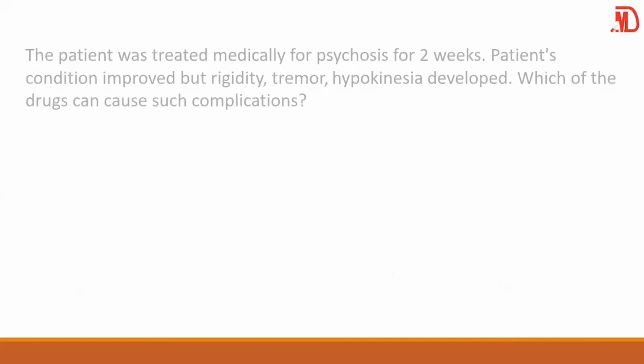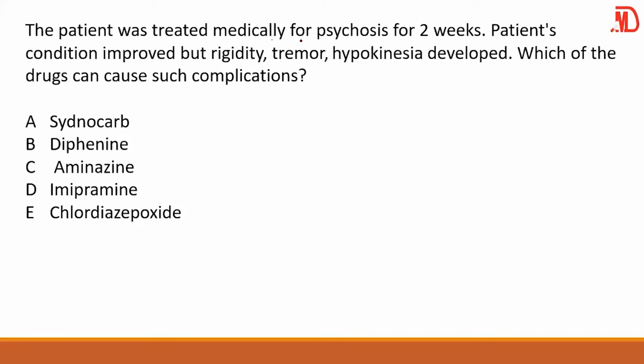So we are saying that the patient was treated medically for psychosis for 2 good weeks. Patient's condition improved, but there was what? Rigidity, there was tremor, hypokinesia developed, and which drug can cause such complication? So definitely you are looking for a drug that is used for the treatment for what? For psychosis. And that drug is called what?